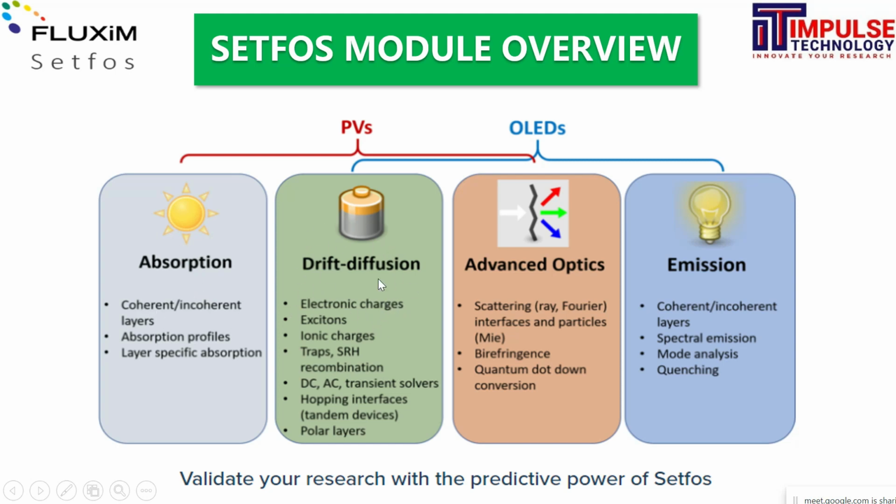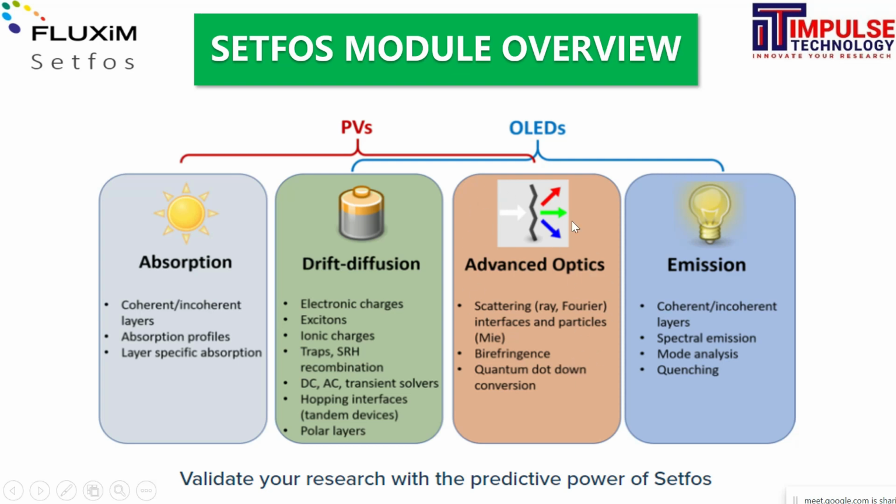And for electrical property calculation and defining physical models, the drift diffusion module is required, which will calculate the electronic charge, exciton, ionic charge, traps, SRH recombinations, trap recombination, DC and AC transients, tandem devices, and hopping interface. Then this drift diffusion model is required.